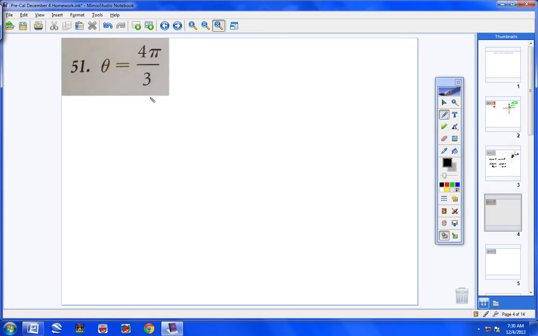4 pi over 3. Now, it's going to be 240 degrees, I believe. Let's see, 60, yes, 240 degrees. So I'm going to rotate 240 degrees. So here we go. Start here, rotate 180 plus 60 more. So there's my direction right there. Now I know I want to come out on this line right here to about right here to where I have a length of 1.